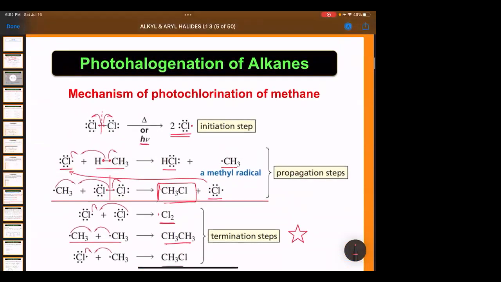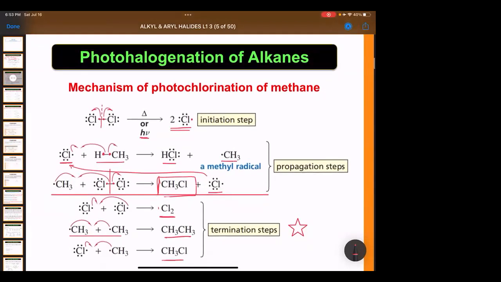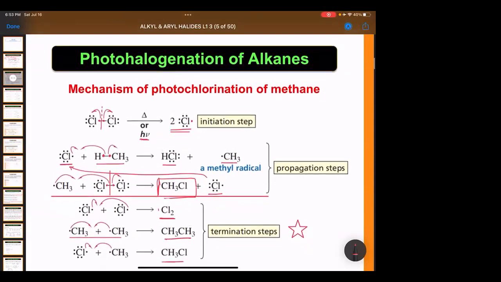Let me ask you one thing which is asked all the time. Can you compare the rates of chlorination, bromination, or iodination? Can you compare the rates of these photohalogenation reactions? Yes, sir, according to their degree, primary, secondary, and tertiary. No, sir. The comparison is taking place according to the degree, right?